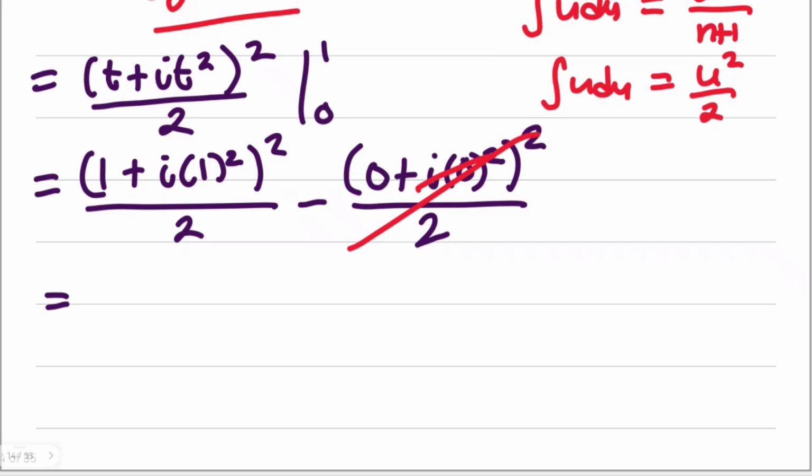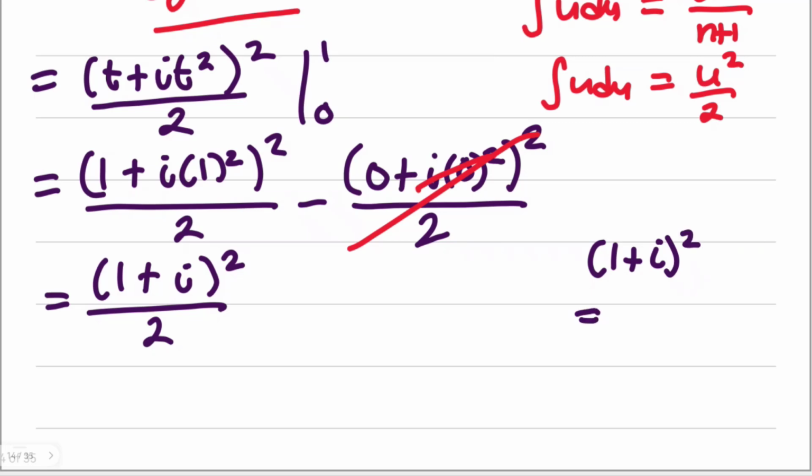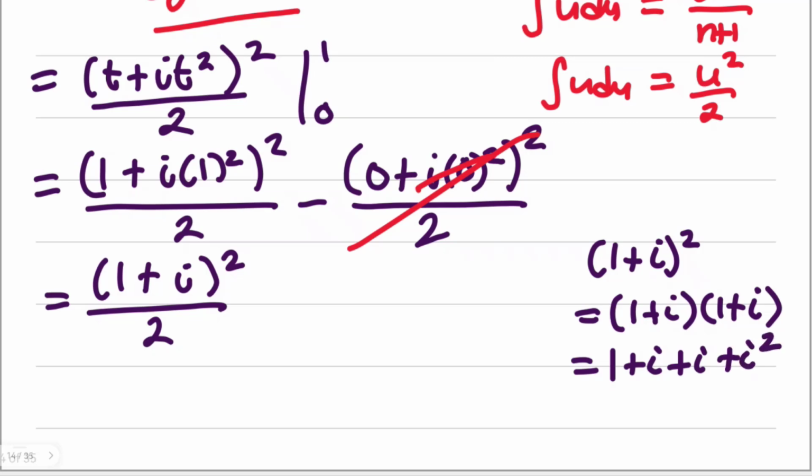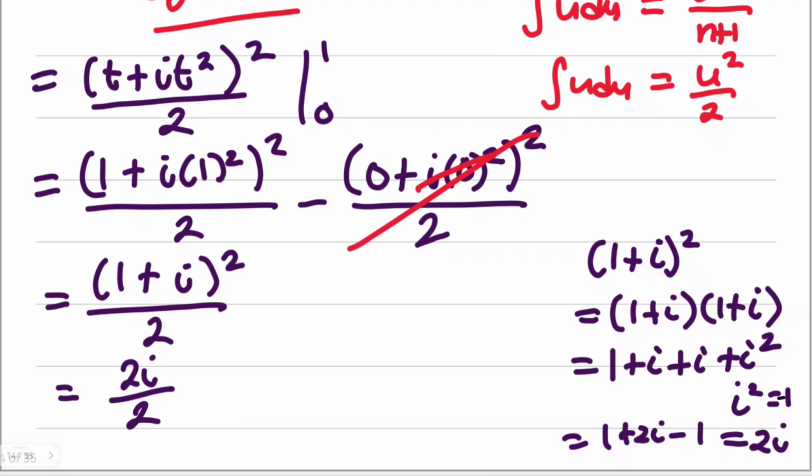What remains here is this: 1 plus i, square that, over 2. Simplify the square of 1 plus i. It's actually 1 plus i times 1 plus i, which would give us 1, inner terms i, outer terms i, last terms i squared. And since i squared is equal to minus 1, you will have here 1 plus 2i minus 1, which gives us 2i. So this is just actually 2i over 2, which is further simplified as i.